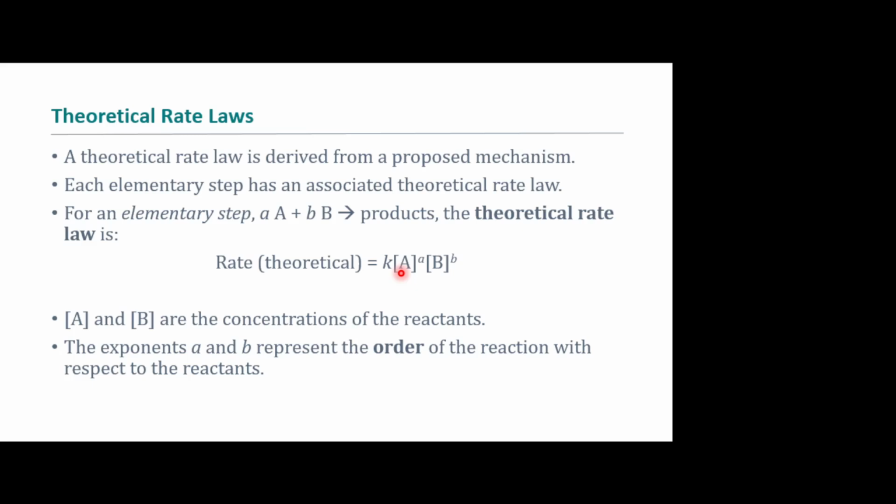What you actually end up taking for the overall rate law for the reaction would be the slow elementary step. You would take this rate law for the slow step. Now again, A and B are reactant concentrations. The exponents a and b represent the orders. With respect to A, the order would be this small a here. For B, the order would be this small b here. The overall order would be those two things added together.